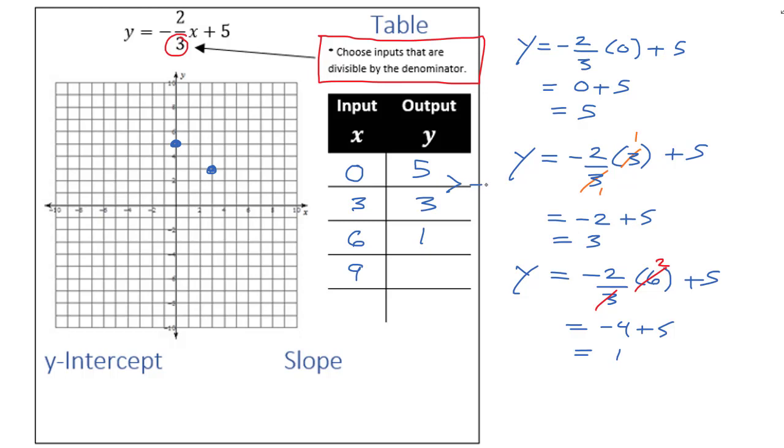We can keep going, and some of you might look at the table and see the pattern here. We're going 5 to 3, going down 2, 3 to 1, going down 2. So obviously the next number, if I go down 2, is going to be -1, and so on and so forth. So that's a method to do this. It's not that bad. If you pick nice numbers, it works out nice, if you choose inputs that are divisible by the denominator.